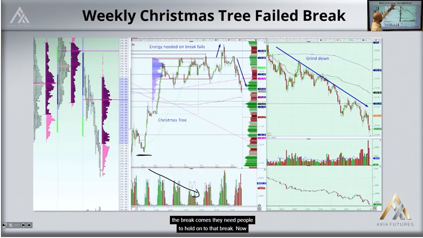And when the break comes, they need people to hold on to that break. Now, because this is a weekly situation, you're not really going to be looking at this thinking, we're going to sell this on the break. This is a situation that materializes over 5 to 6 hours. But what you're looking at is you're looking at this to form a bias, to form a directional skew.